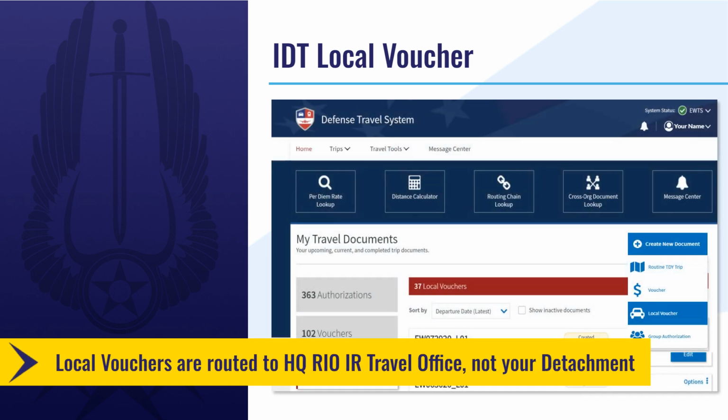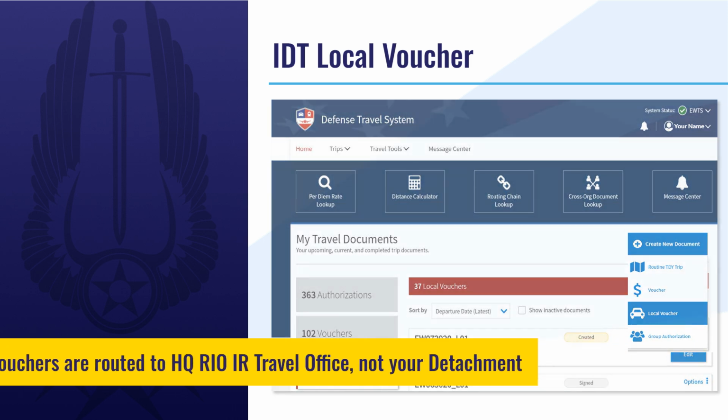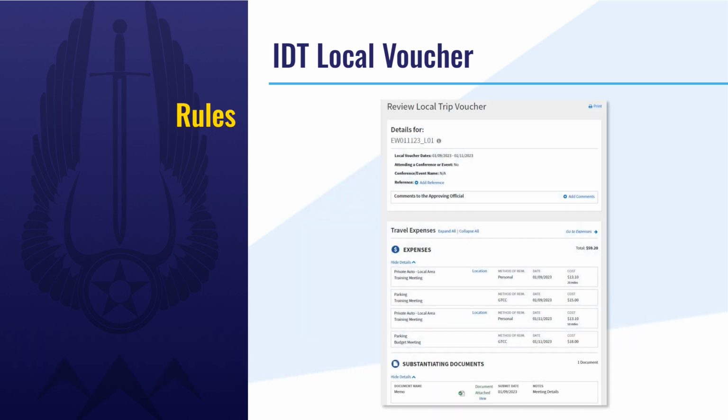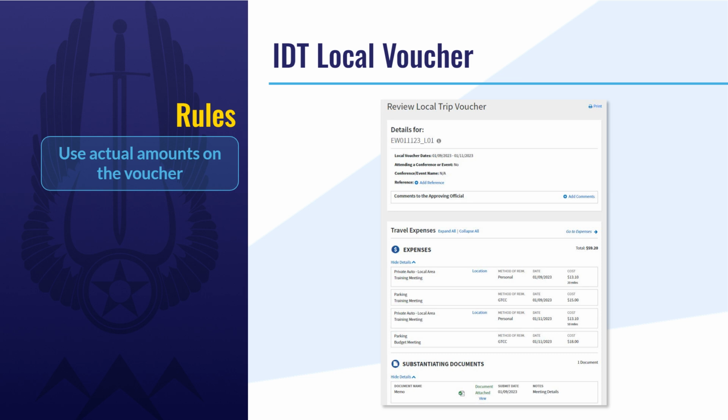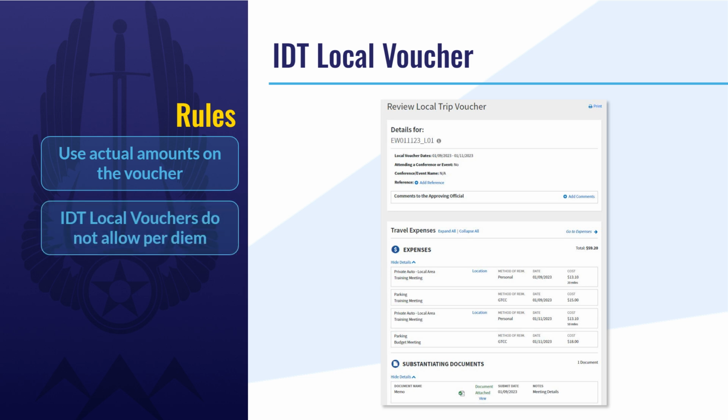Local vouchers are routed directly to the approving official's HQ Rio Travel Office. It does not get routed to your detachment. After you have performed your duty, submit a local voucher with actual amounts. You should not enter a future date. It does not estimate expenses like a DTS authorization does. No per diem is paid, and you cannot make transportation reservations in a local voucher.